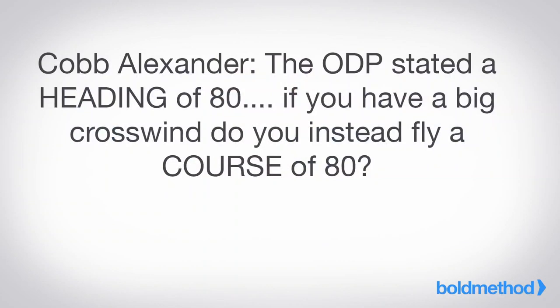Okay, next up, and this one actually goes back to Astoria. So Cobb wants to know, he says, the ODP states a heading of 080. This could really be any runway heading, but he says 080. What happens if you have a big crosswind on takeoff? Do you fly runway heading, or should you fly a course of 080? Or in our case, we took off runway 26, so a course of 260 instead of the heading.